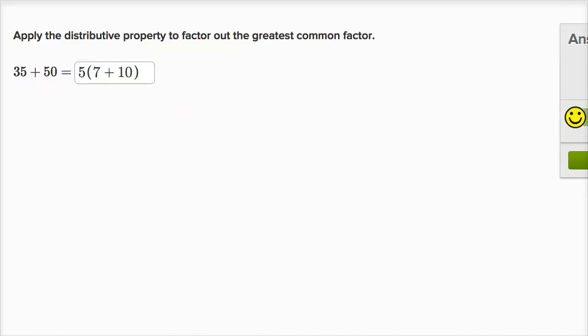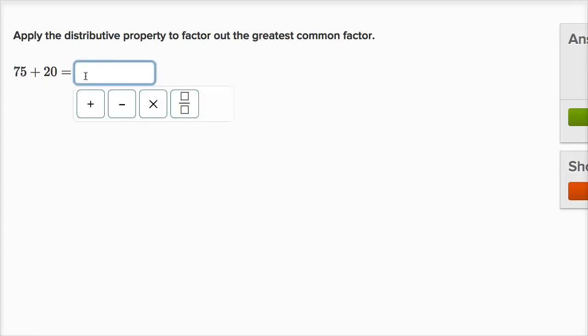Let's do a couple more of these. Apply the distributive property to factor out the greatest common factor. So let's see if we can just do this one a little bit faster. So let's see, the largest number that is divisible into both 75 and 20. Well, I don't know, let me try 5. So if I say 5 times, so 75 divided by 5, let's see, it's going to be 15. Is that right?